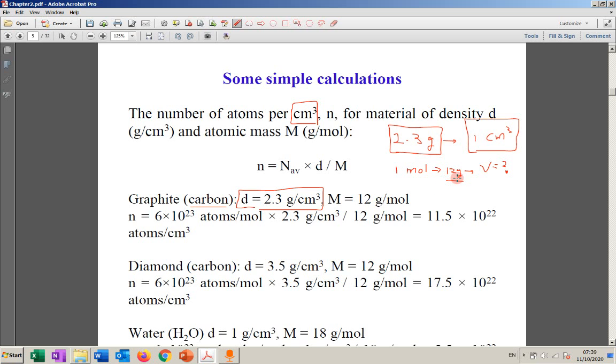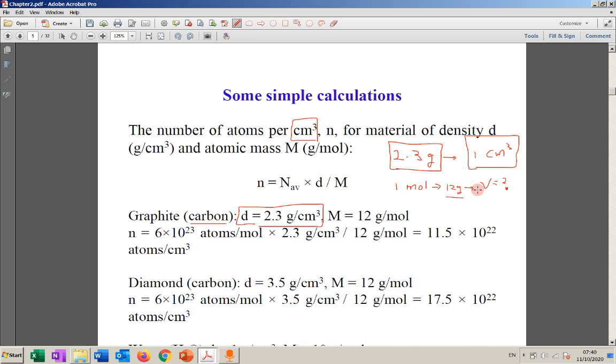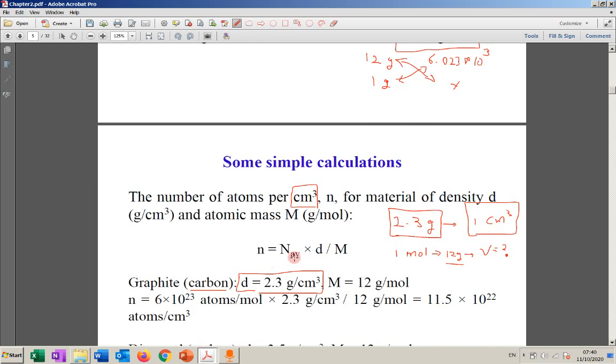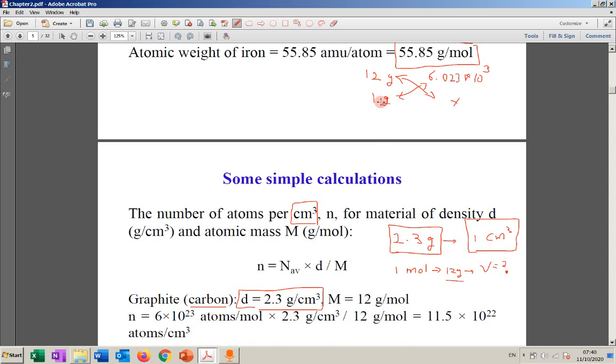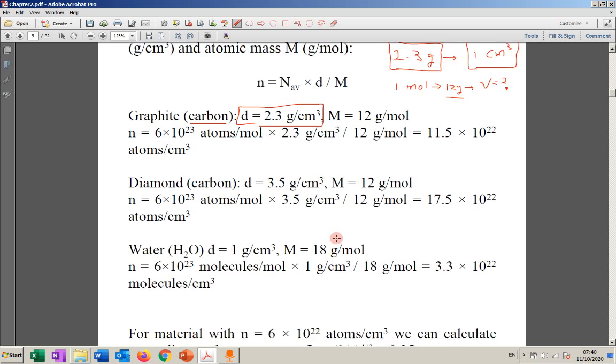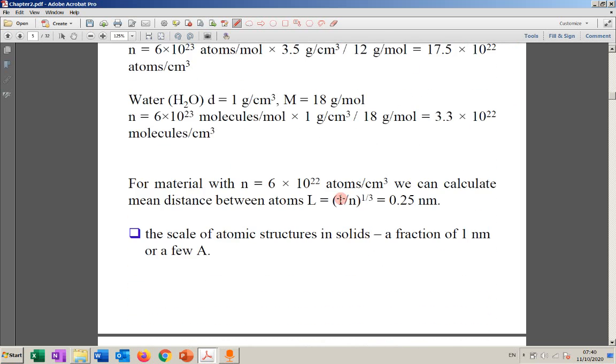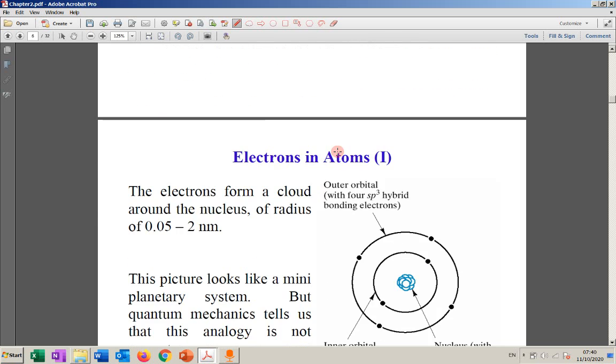I know that 12 grams of carbon has Avogadro's number, which is 6. We did this one, yes? We know that in 12 grams of carbon we have this many atoms. Then, if I know the density of the material, I know how many grams 1 centimeter cube will be. Then I can use this gram value and find the number of atoms inside it. This is a simple calculation. You can just read them to understand what they mean. We're not going to ask those things basically, but it's good to know this information.